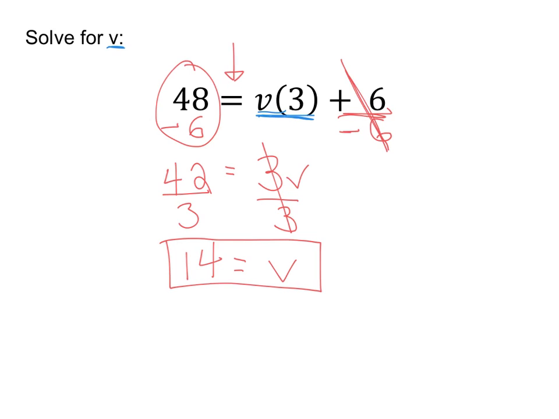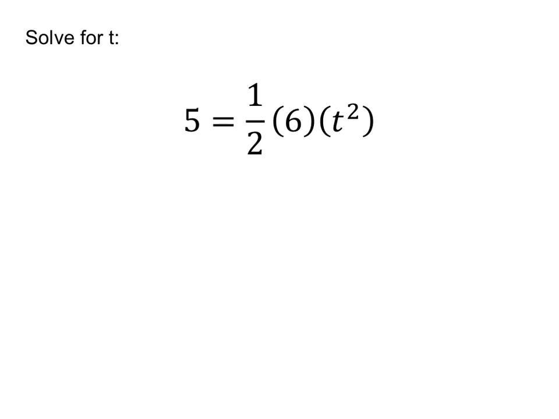Let's try another one. Alright, this is a different one. Different shape, rather. Okay, let's give this a try. So here, I can actually combine some things. I've got a 1/2 in front of a 6. Okay, let's turn that into one number. So 1/2 times 6, use our calculator here, or 1/2 is really just 0.5, right? So 0.5 times 6 times t squared.